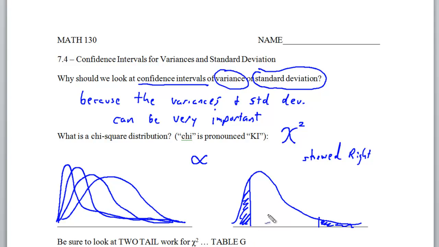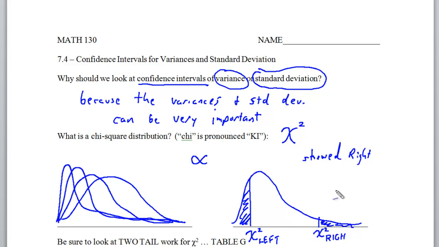So normally when we have a two-tailed test, we have a plus or minus critical value. But in this case, these areas under the curve are not going to be the same. These are going to be two different areas under the curve, and this is going to be known as chi-squared left, and this is going to be known as chi-squared right.